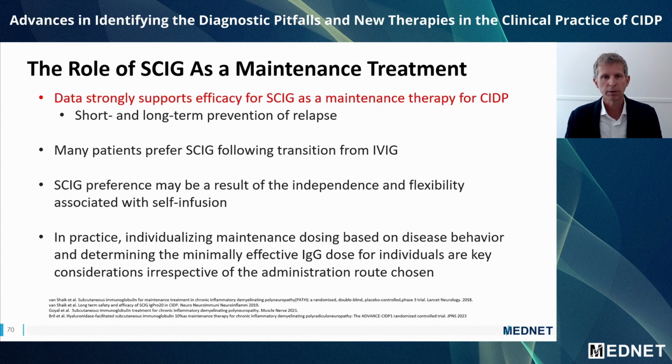The role of subcutaneous IG as a maintenance therapy is really supported by the evidence. So this is perhaps where subcutaneous IG has its biggest role, in that it can be an effective alternative treatment to IVIG in those patients who really struggle with IV access or systemic side effects of immunoglobulin, or want to have more autonomy, as patients with subcutaneous IG can often administer it themselves. So it can be a preferred option in some of those patients.